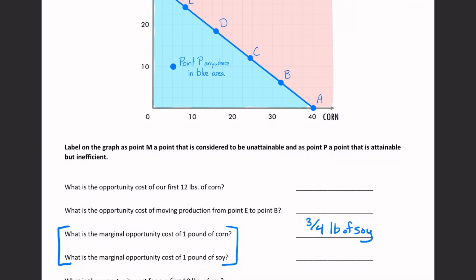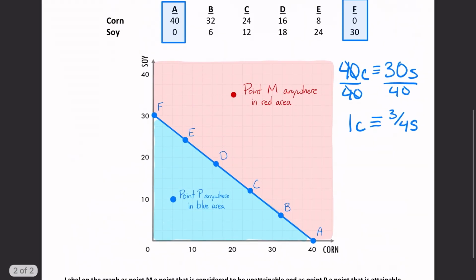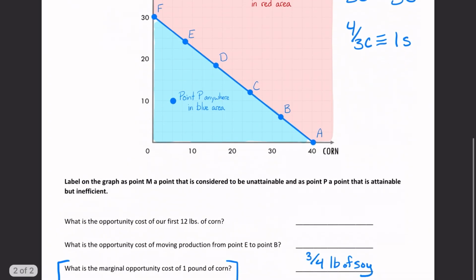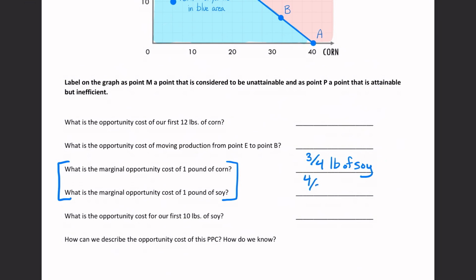And again, we can do the same thing in terms of a single pound of soy. We know that 40 pounds of corn is equivalent to 30 pounds of soy, but we want this to say 1 pound of soy. Well, we can divide that side by 30 and divide this side by 30. In doing that, we get 1 pound of soy is equivalent to 40 over 30, which simplifies to 4 over 3 pounds of corn. And we mentioned this before, but if you notice, these are just reciprocals of one another, and that's always going to be the case.